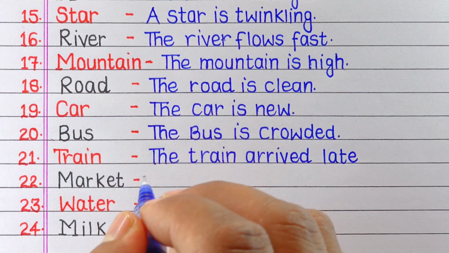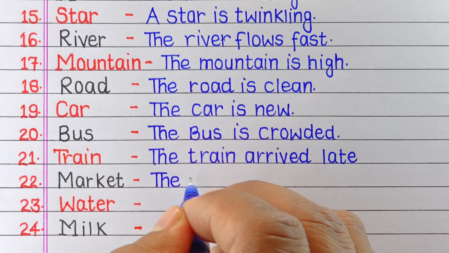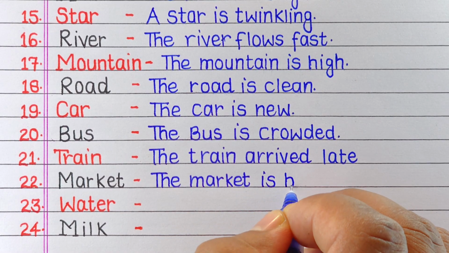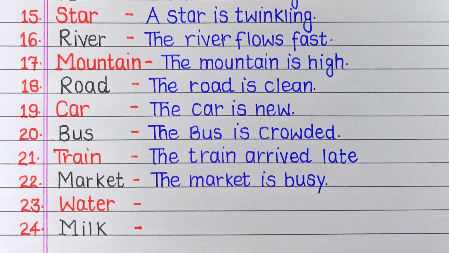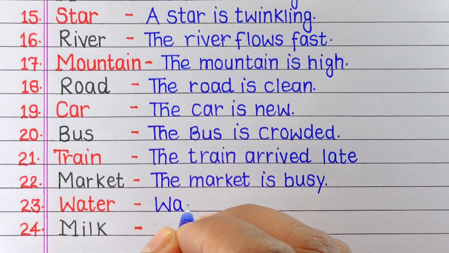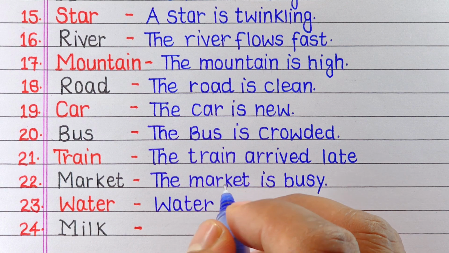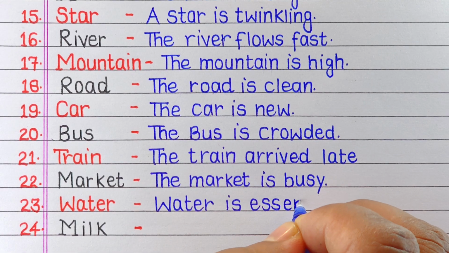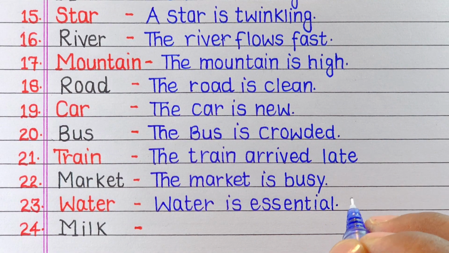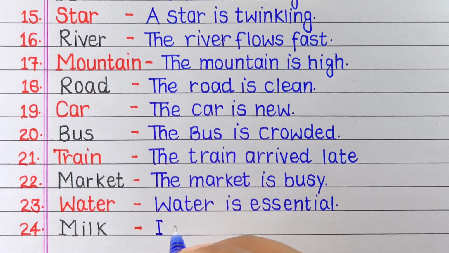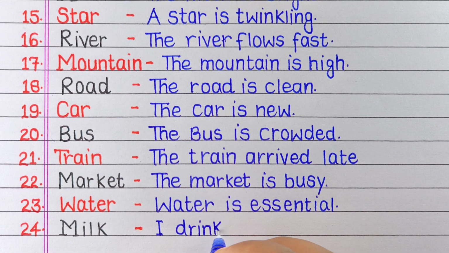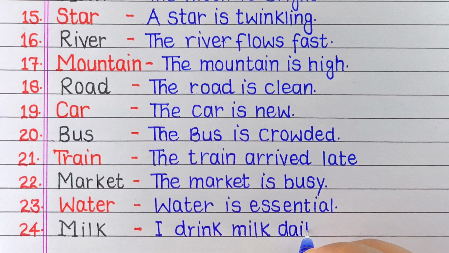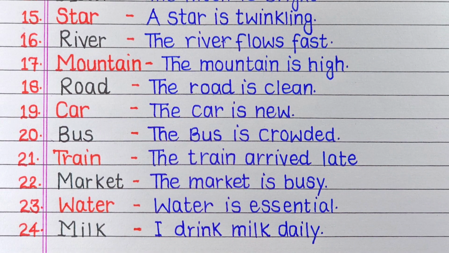21. Train. The train arrived late. 22. Market. The market is busy. 23. Water. Water is essential. 24. Milk. I drink milk daily.